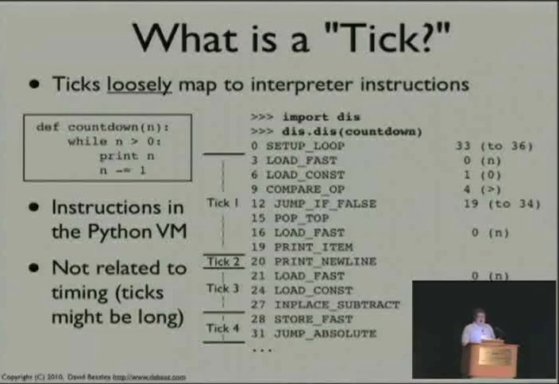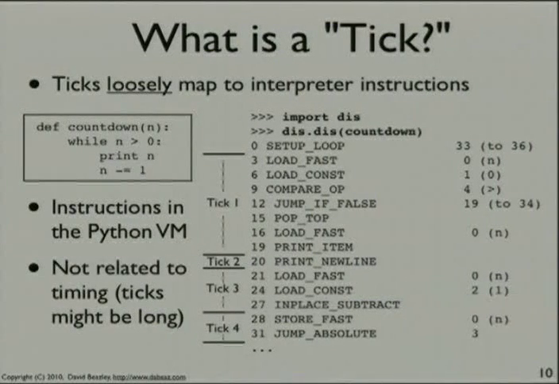A tick in the Python interpreter is loosely one machine instruction. If you look at the low-level bytecodes that the interpreter is running, those are what ticks are. One thing I'll mention is that they're not based on time, so some ticks take longer than others. If you call into a big operation in C, a tick might take half a second or something to run. So the timing is highly variable there.